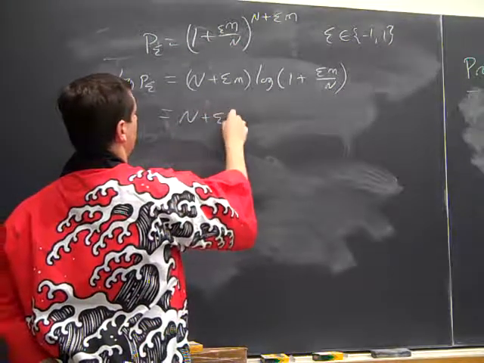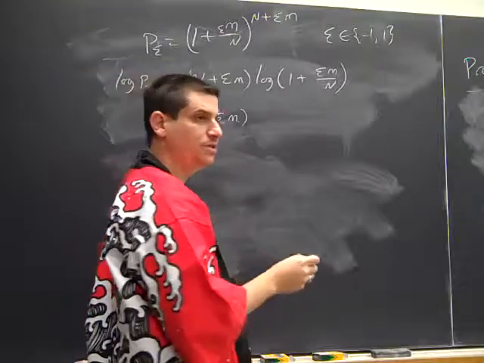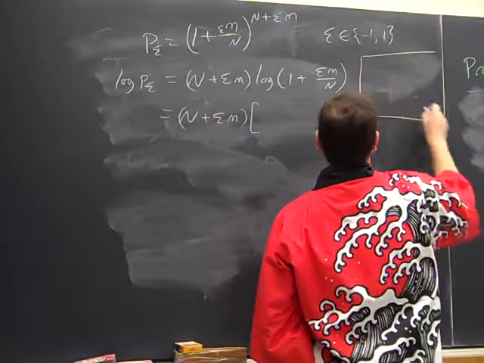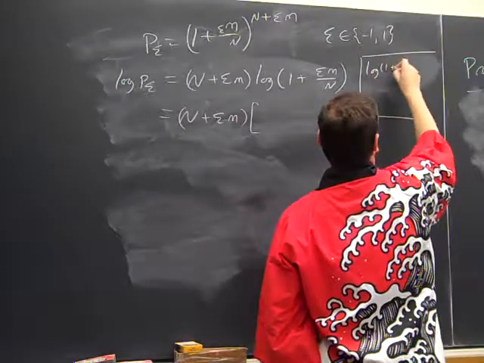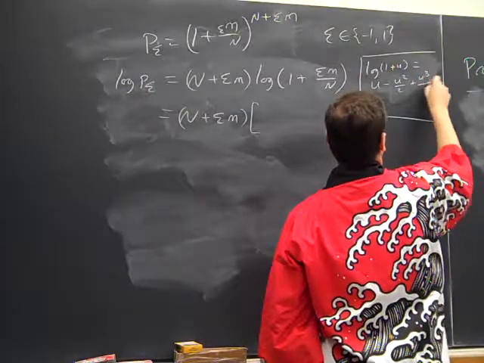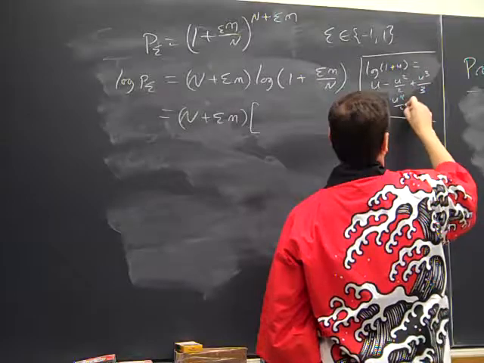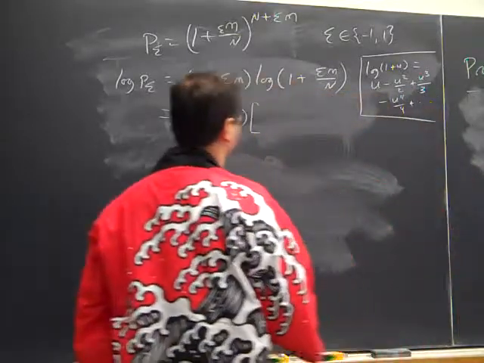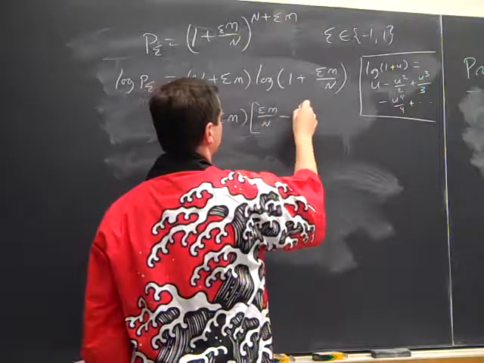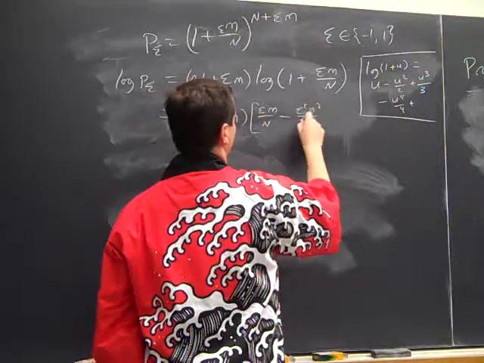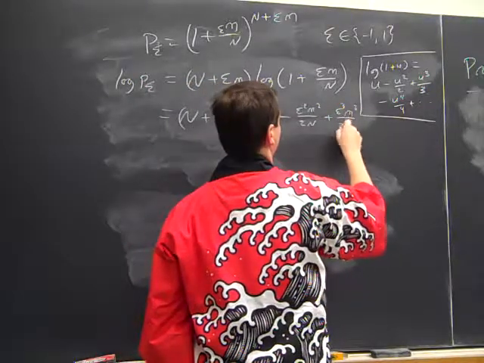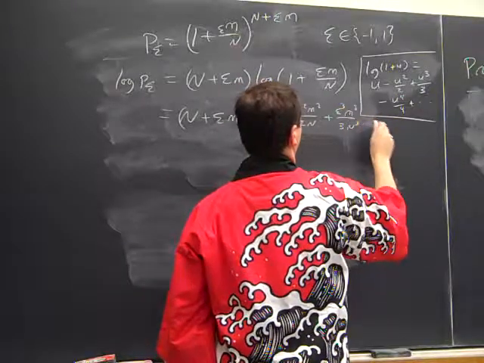This is n plus epsilon m. And now when I expand the logarithm, recall the log of 1 plus u is u minus u squared over 2 plus u cubed over 3 minus u to the 4th over 4. So this is going to be epsilon m over n minus epsilon squared m squared over 2n plus epsilon cubed m cubed over 3n cubed minus dot dot dot.